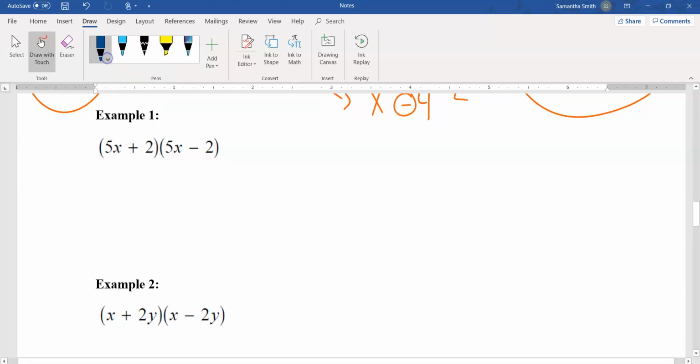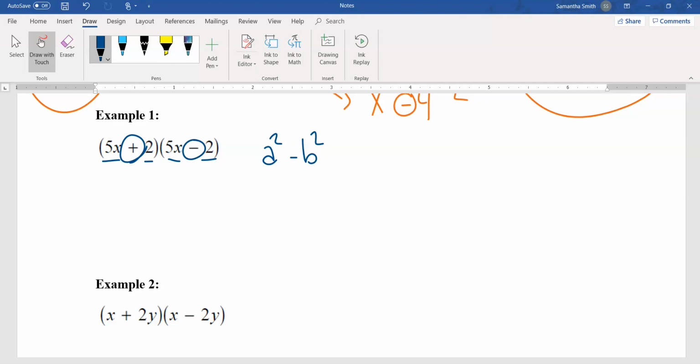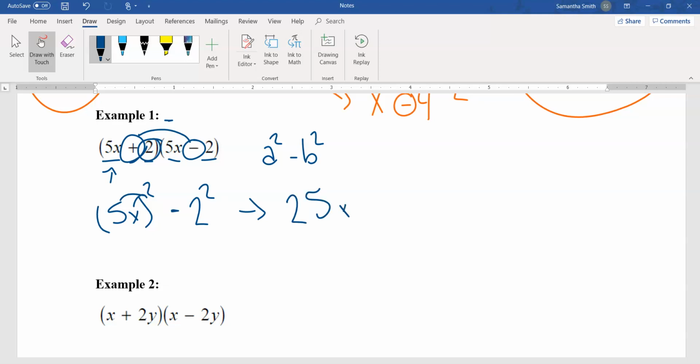We're going to do the exact same thing, only this time I'm going to go straight into our pattern, which again is a squared minus b squared. So we have the same A, we have the same B. The only difference is one is positive, one is negative. I recognize that this is a sum and difference pattern, so I take my A and I square it. So 5x, I square it. And then it's going to be subtraction, because remember, positive times a negative is always a negative. And then I take my B and I square it. Now that square goes to everything, so 5 times 5 is 25, x squared minus 2 times 2, which is 4.